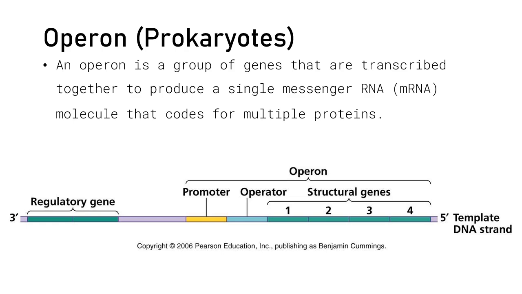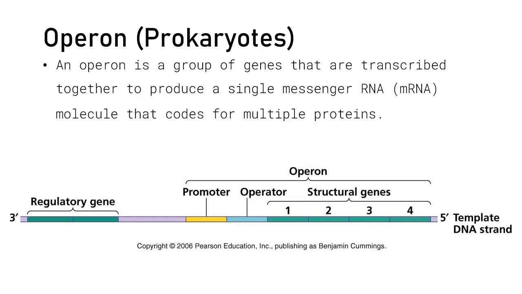So let's now talk about gene expression control that happens in the prokaryotes, and you have to be introduced to what we call the operon. What is the operon? The operon is defined as a group of genes that are transcribed together to produce a single messenger RNA molecule that would be coding for multiple proteins.